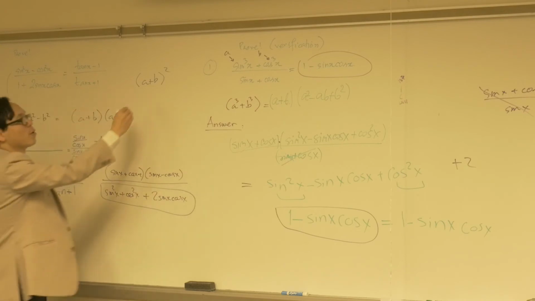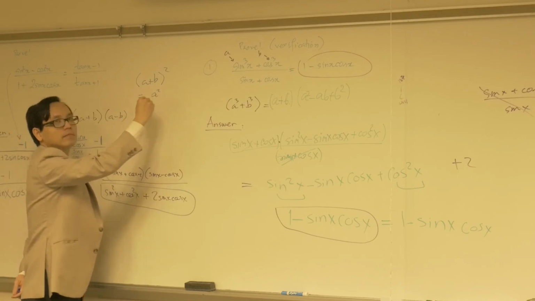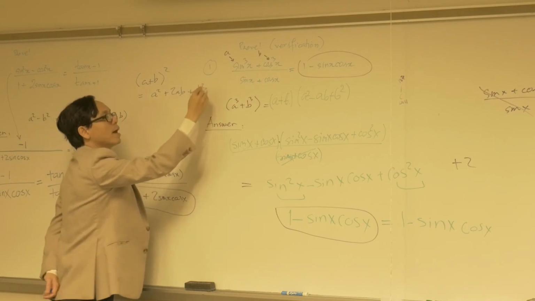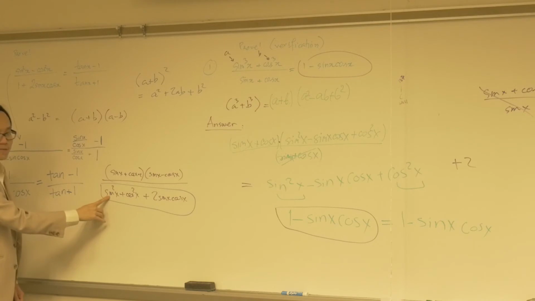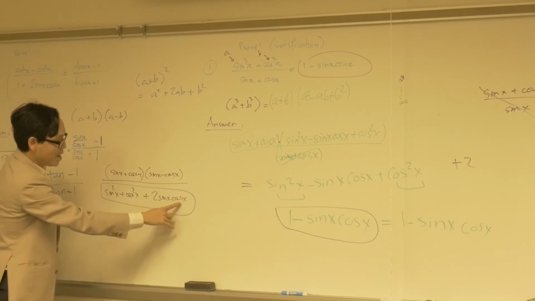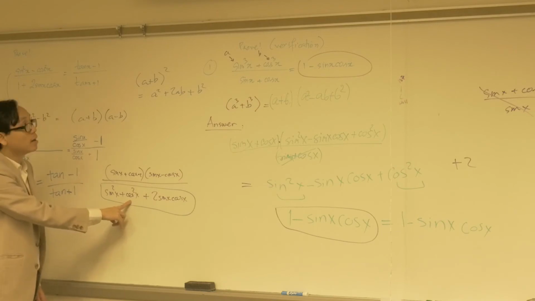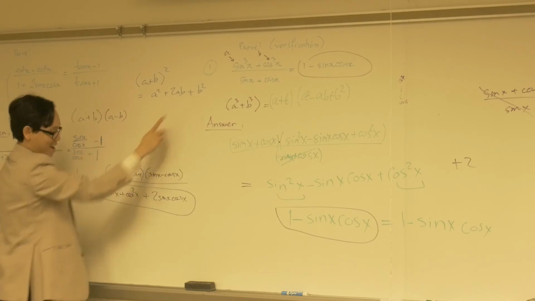A plus b squared equals what? A squared plus 2ab plus b squared. Everybody recognize it? Everybody see that, right here? A squared, A is your sine. B squared is cosine.